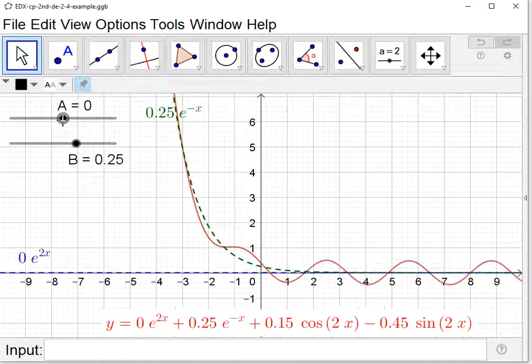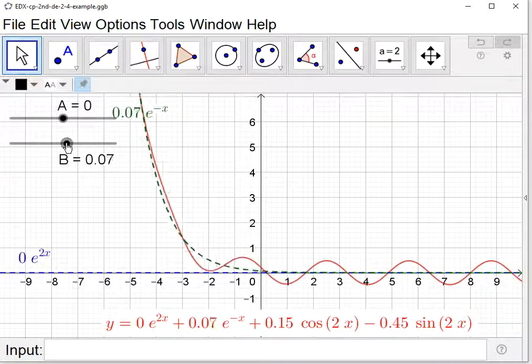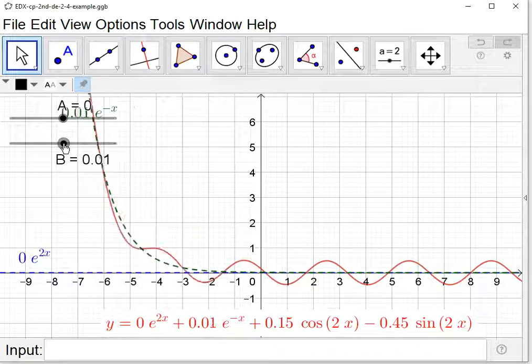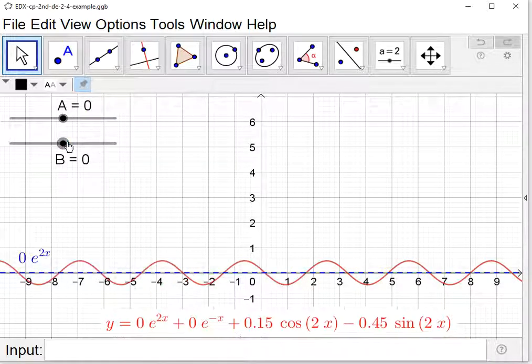And lastly, if I set both a and b to 0, we can see that both the exponential terms have disappeared and we are left with purely an oscillating wave for our solution.